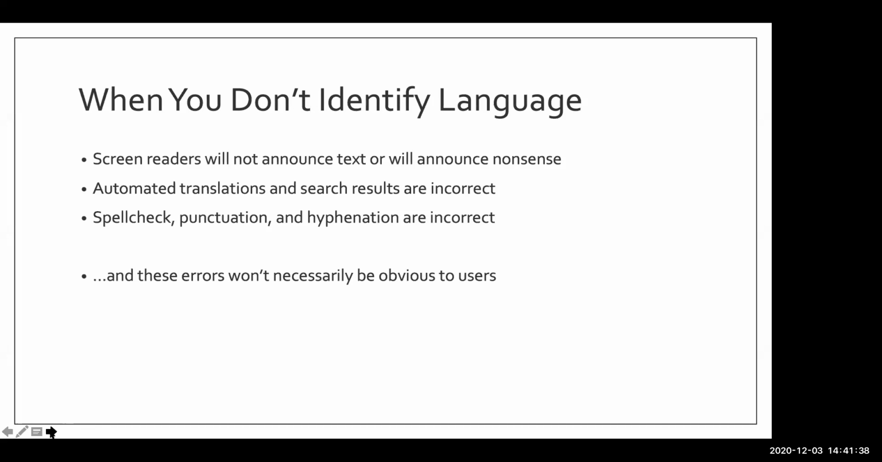And when you don't identify a language, your screen reader won't announce the text at all, perhaps, or it will announce nonsense. It won't read it out in the language of the page. Automated translations won't work, search results, as I mentioned, won't work. Spell check, punctuation, hyphenation, those are all going to be incorrect. And those errors aren't necessarily going to be obvious to your users. It won't necessarily be clear that something is rendering incorrectly.